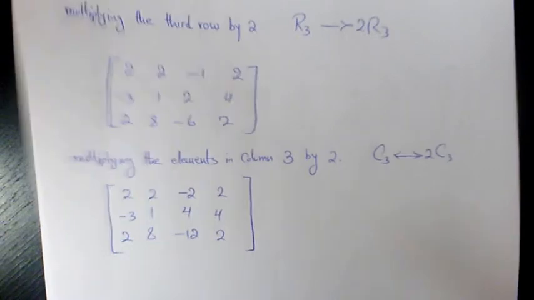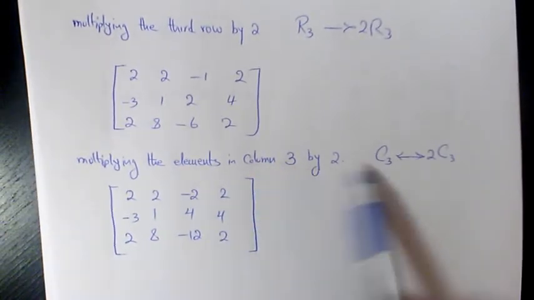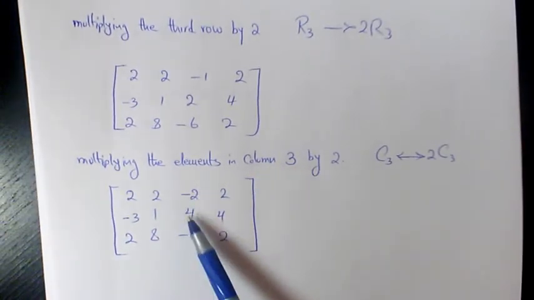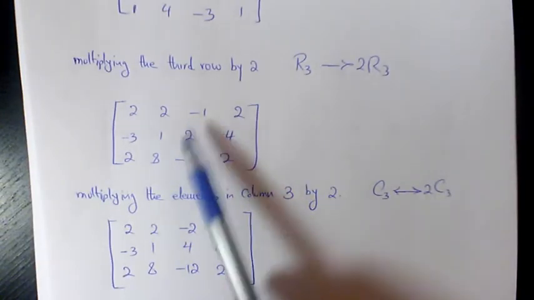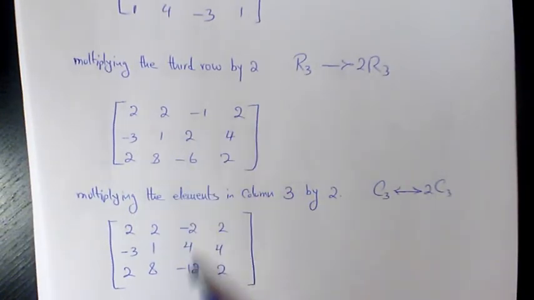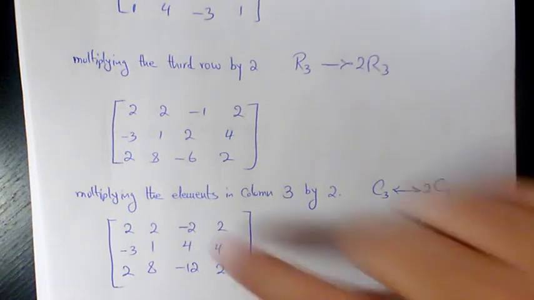Or we multiply the third column by 2. So the third column is negative 2, 4, negative 1, 2 and negative 6. When you multiply it by 2, you get the answer like this here.